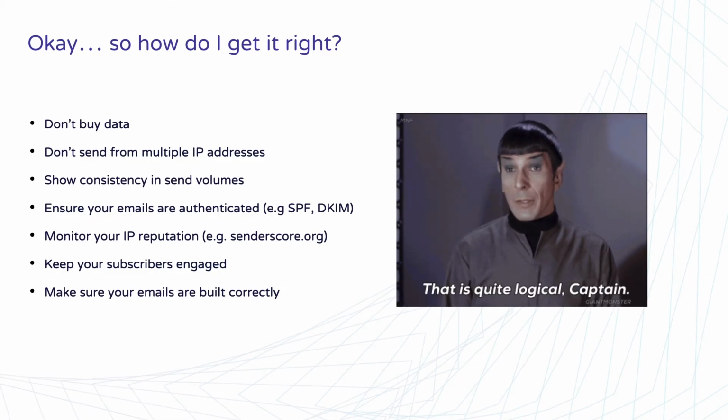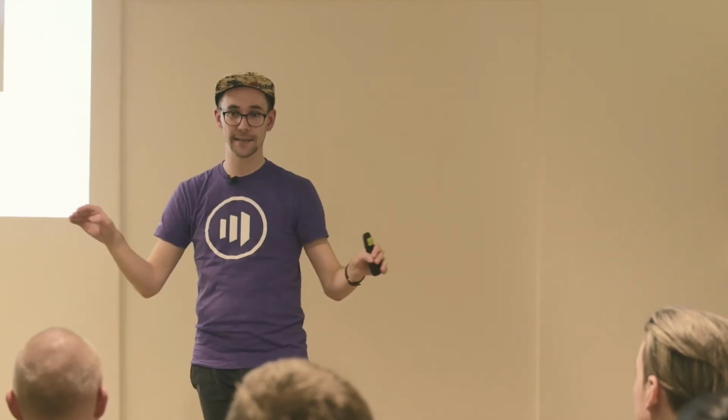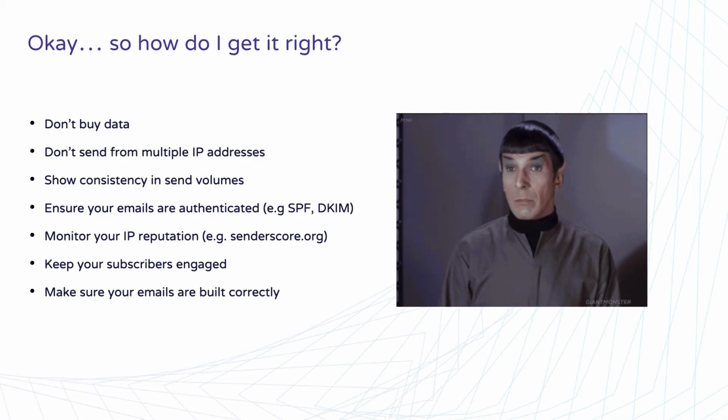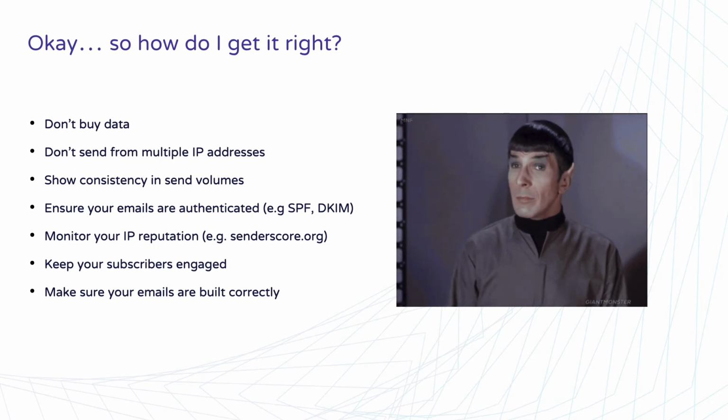You want to show consistency in your send volumes. What I mean here is you don't want to be sending 300,000 emails one month and then 50 the next, and then 40,000 the next month, and then 2 the following. You want to keep that consistent. So make sure that you've got programs and nurture programs that are constantly up and running, that are sending similar volumes out. You want to ensure that your emails are authenticated.